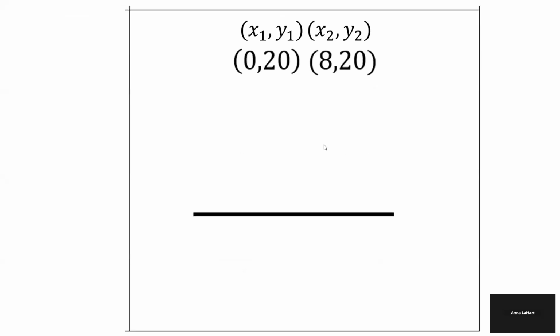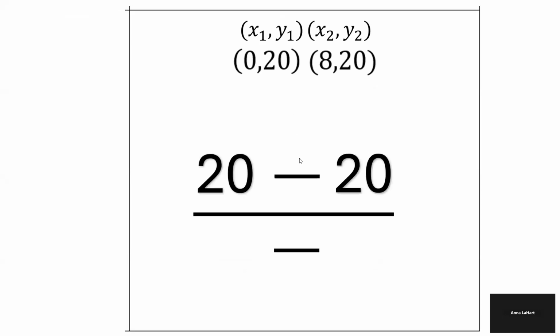Okay, if I go to do the difference of the y's, we would have 20 minus 20. Interesting. And then 8 minus 0. So in the top, we would end up with 0. That's a horizontal line. Okay.